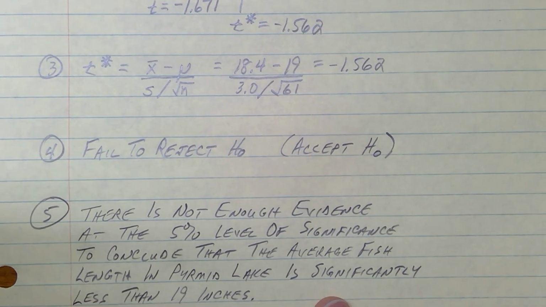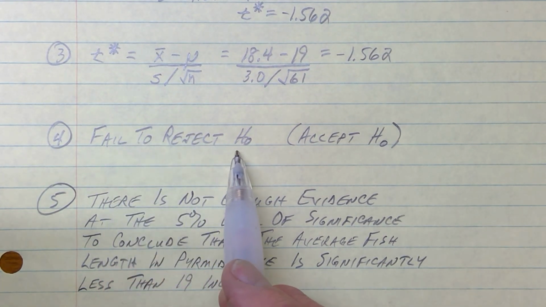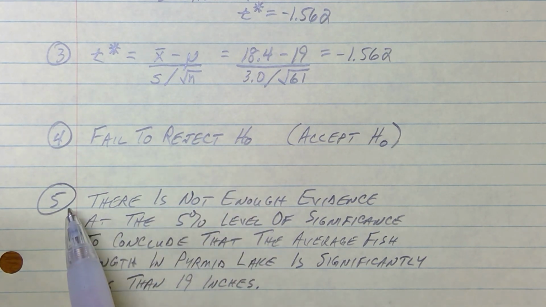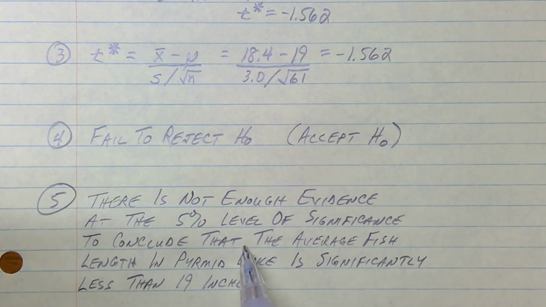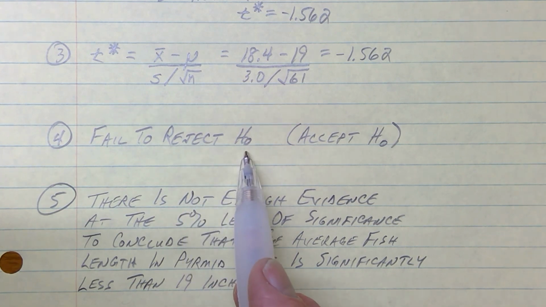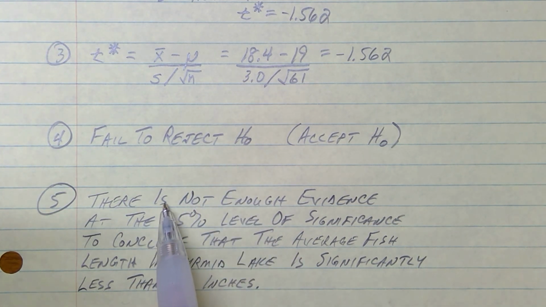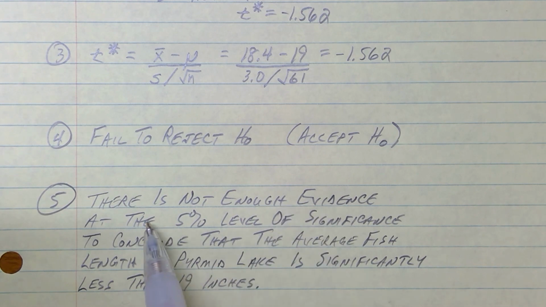And then step 5 is just interpret your conclusion. Step 4 is your conclusion: reject H0 or fail to reject H0. And step 5 is just explain your conclusion in terms of the problem. Now, the way I explain it, I just use all the exact same words until I get to this word that. So if I'm failing to reject the null hypothesis, that means that I did not have enough evidence to prove the claim wrong. There is not enough evidence at the 5% level of significance to conclude that.